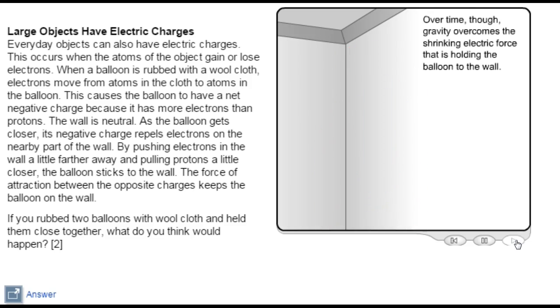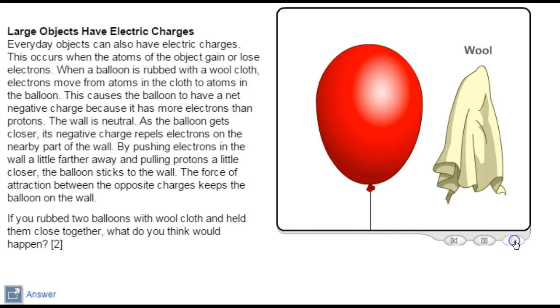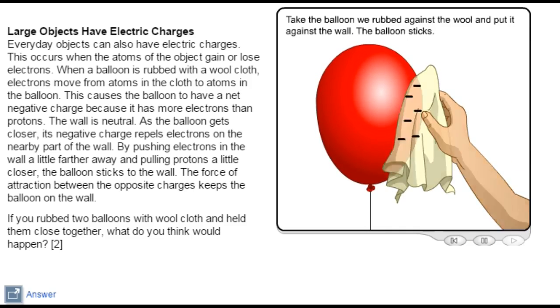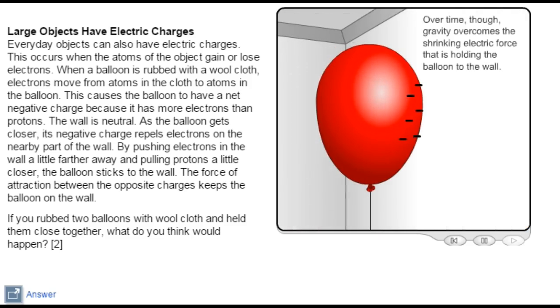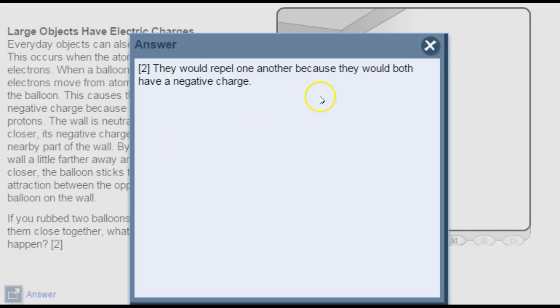The wall is neutral. As the balloon gets closer, its negative charge repels electrons on the nearby part of the wall. By pushing electrons in the wall a little farther away and pulling the protons a little closer, the balloon sticks to the wall. The force of attraction between the opposite charges keeps the balloon on the wall. If you rub two balloons together with a wool cloth and held them close together, what do you think would happen? The answer is that they would repel one another because they would both have a negative charge.